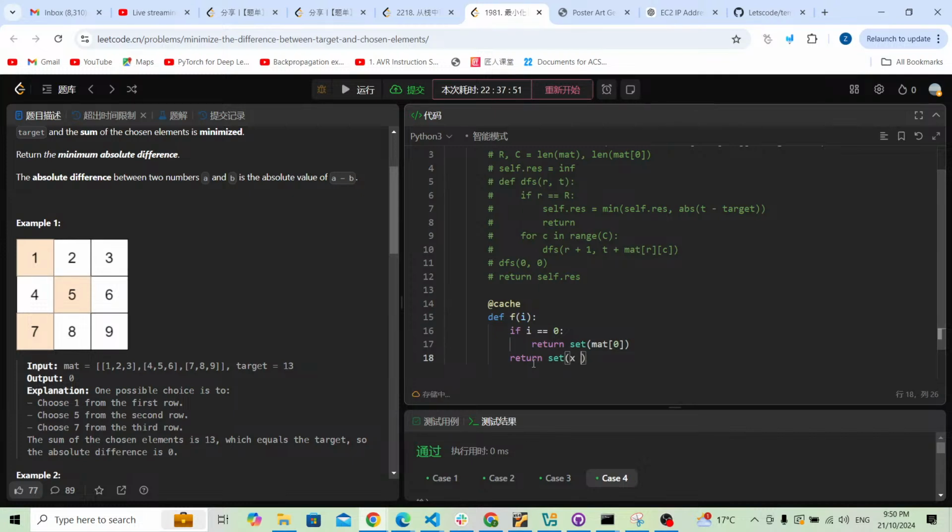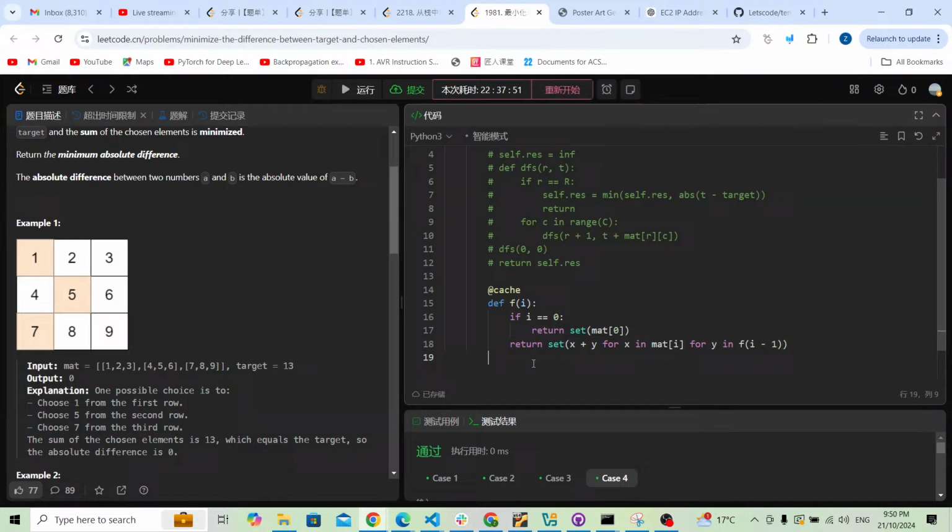If I have many rows, I can directly return a set. This set is going to be x plus y for x inside the current row, mat I, and y being the previous values, so for y inside f I minus 1. So this is going to be all the possible results.